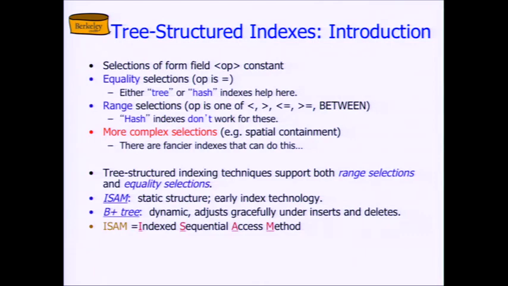Tree-structured indexing techniques are going to support range and equality selections, and we're going to look at two techniques today. The first, ISAM, is of historical interest, and the only reason really to teach it is that it's a nice warm-up to what we really want to learn, which is B-plus trees. ISAM is an old IBM-based mainframe data structure. It stands for the Indexed Sequential Access Method, and you will see why it's called that when we look at the structure, which is both indexed and sequential. We'll talk about it in just a second.